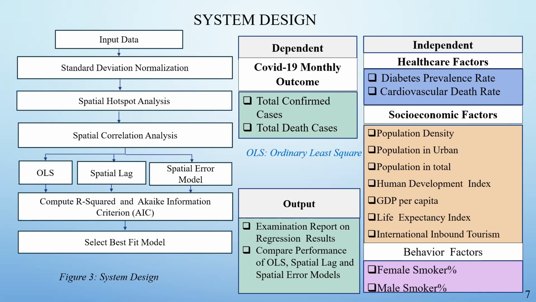Can it be attached to the patient if it has the smoking behavior? That is the reason I chose the behavior factor. The dependent variable is the output of the regression model, which is the COVID-19 main outcome: the total confirmed cases and the total death cases. I use that factor, and then the output is there.